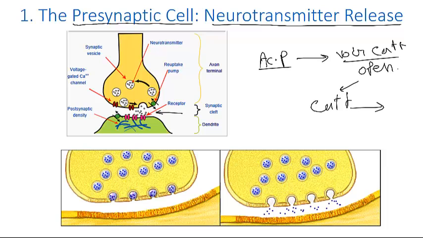Now, the neurotransmitter diffuses through the synaptic cleft and reaches the receptor, binding to the receptor on the surface of the postsynaptic cell. Now the chemically gated ion channels, due to the binding of this receptor, open up, because this is not about the voltage.